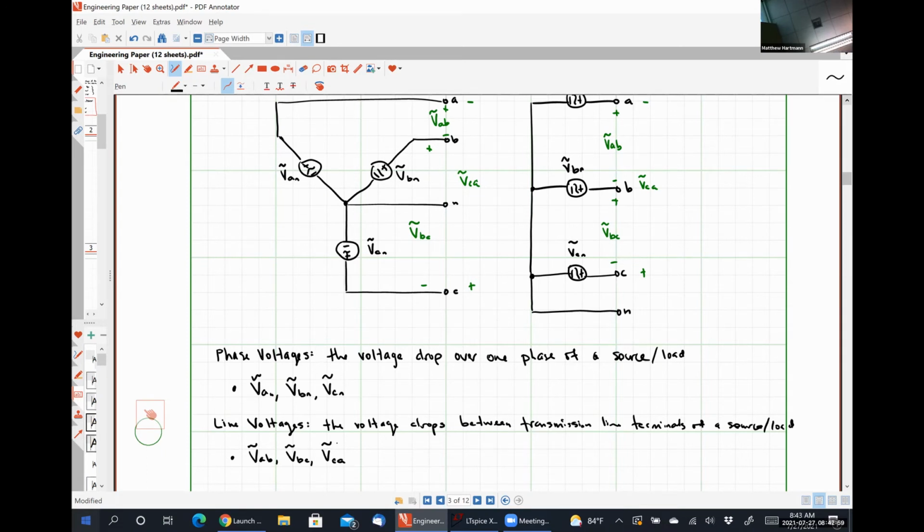So before I move on from here and start talking about currents in our three-phase systems, are there any questions or confusion regarding the difference between a line voltage and a phase voltage? All right.